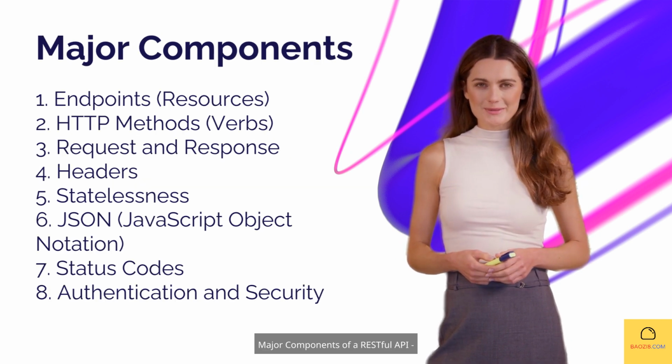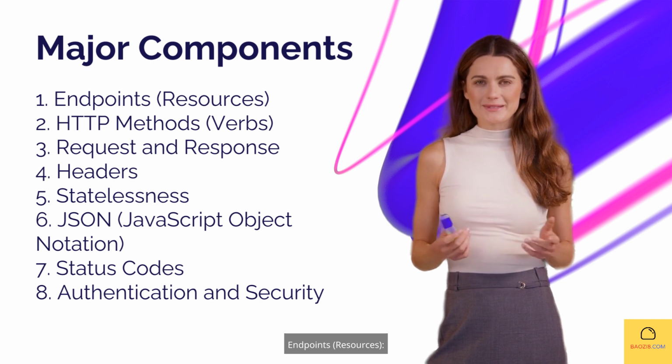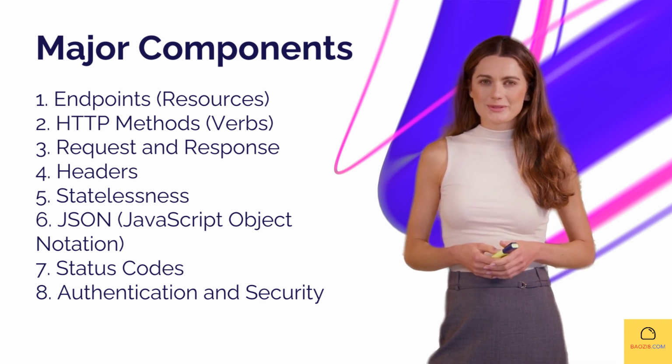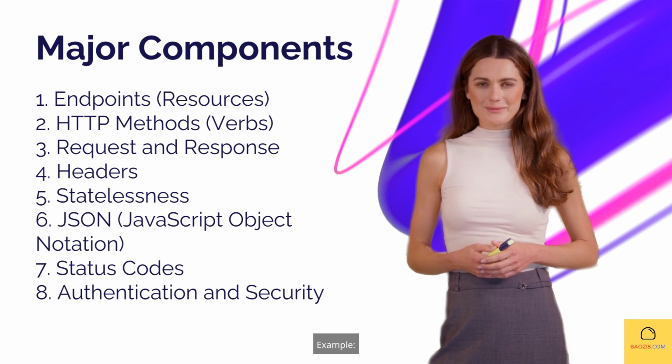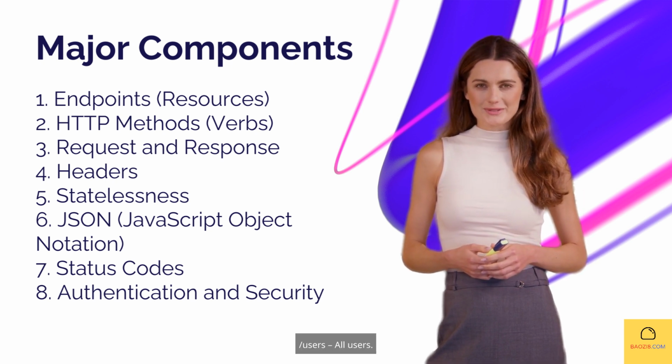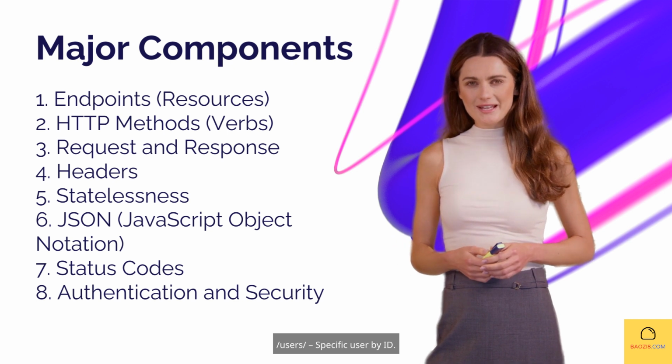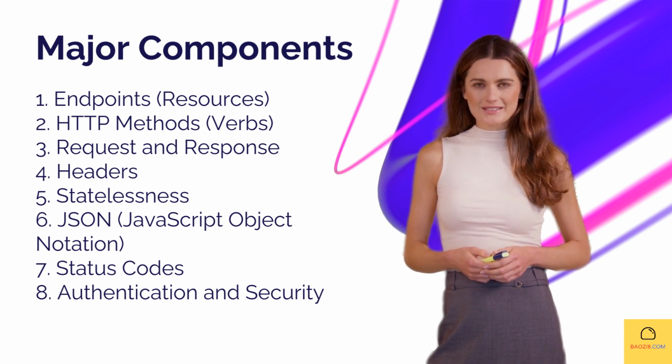Major components of a RESTful API. 1. Endpoints, resources. URLs that represent specific resources or data. Example: /users, all users. /users/ID, specific user by ID.